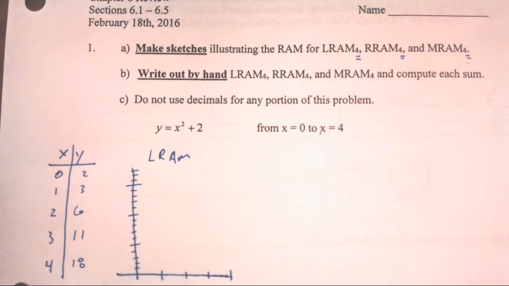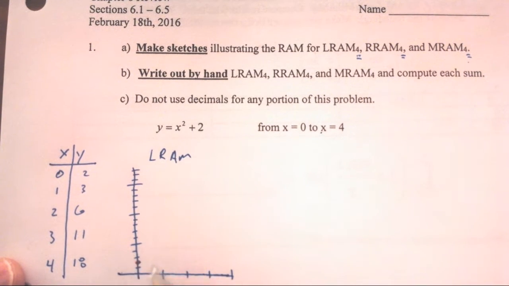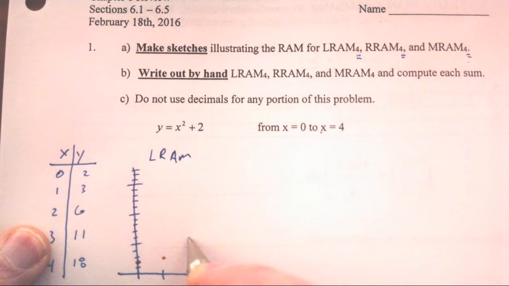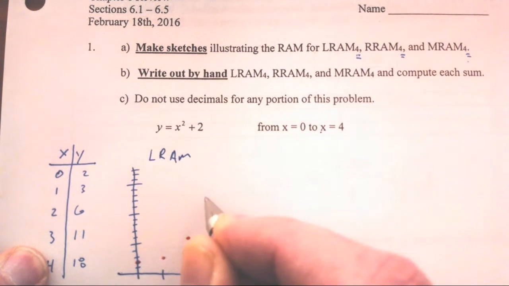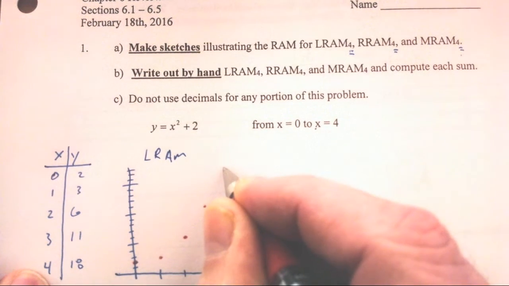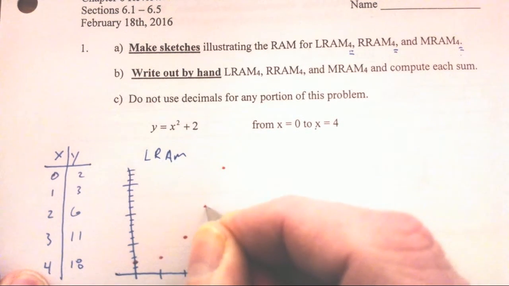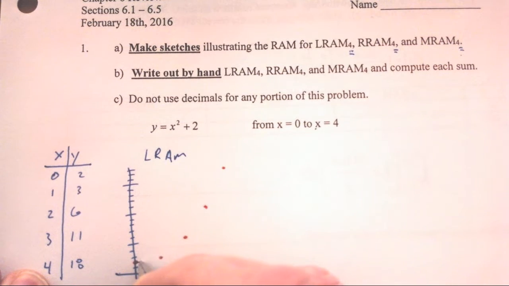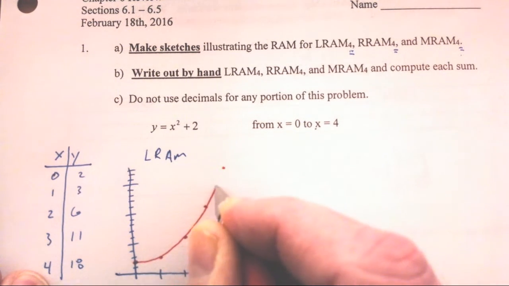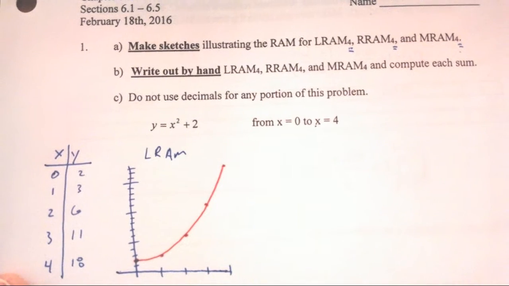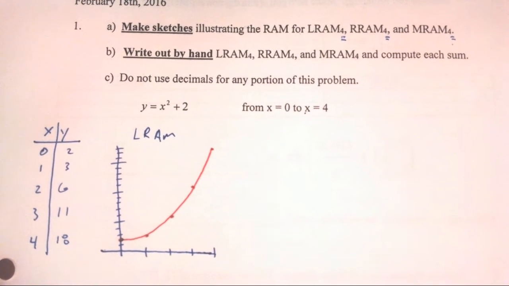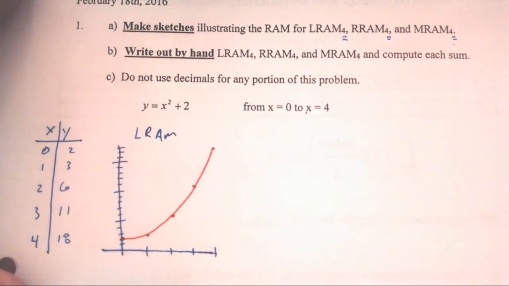So at 0, I'm at 2. At 1, I'm just up at 3. At 2, I jump up to 6. At 3, we're up 11. At 4, we're up to 18. Take your time, make a nice big graph, make it look good. So my function looks like that, and now I need to partition that into 4 spaces.